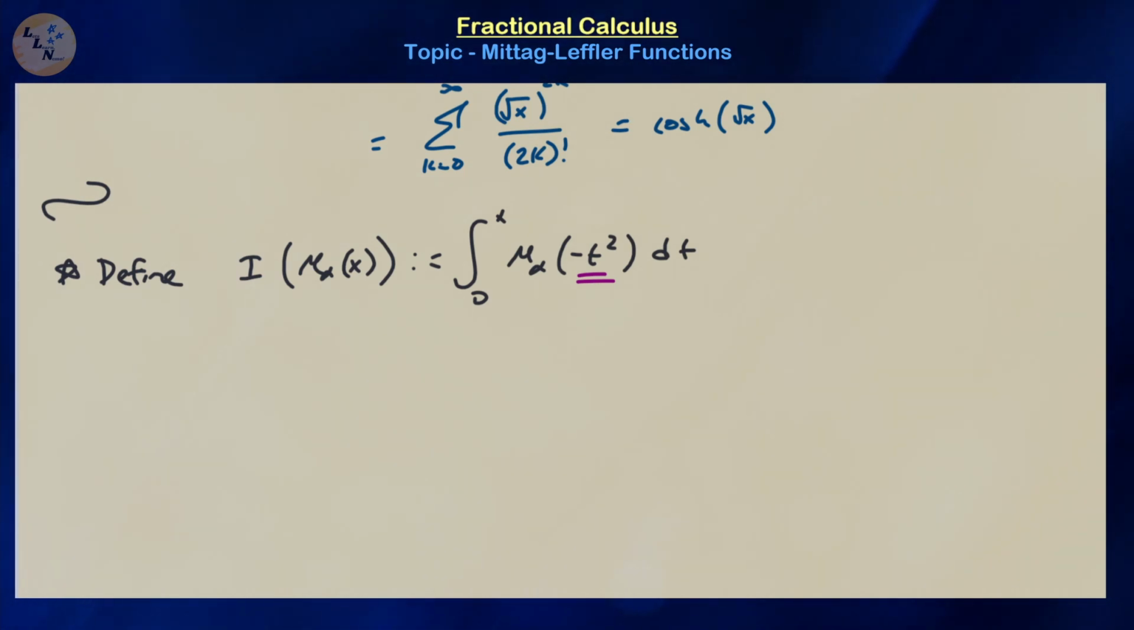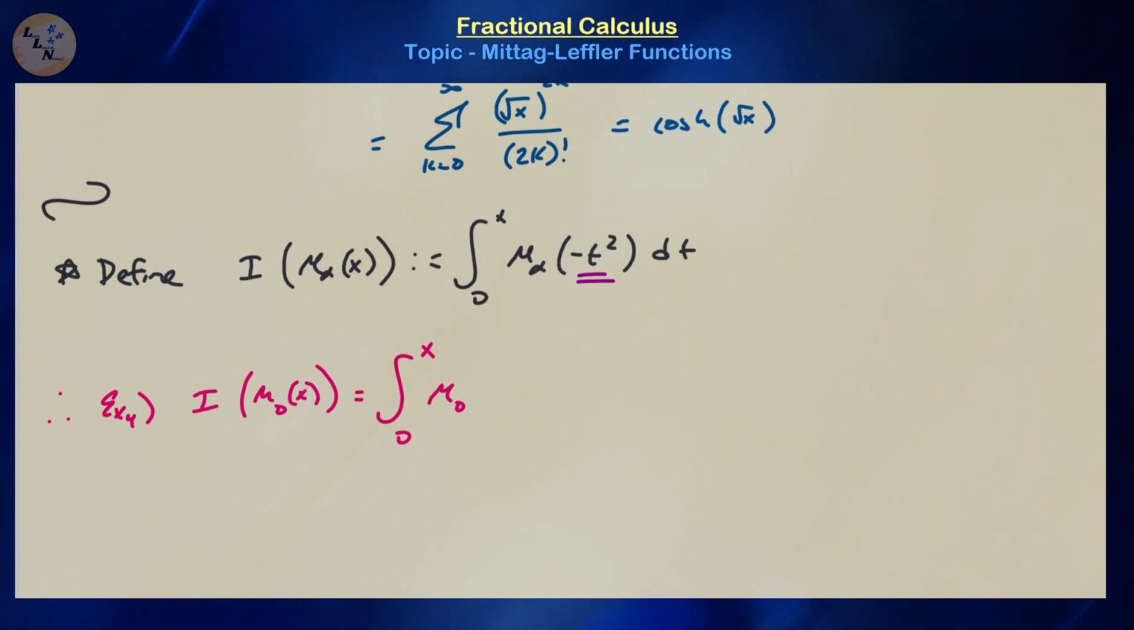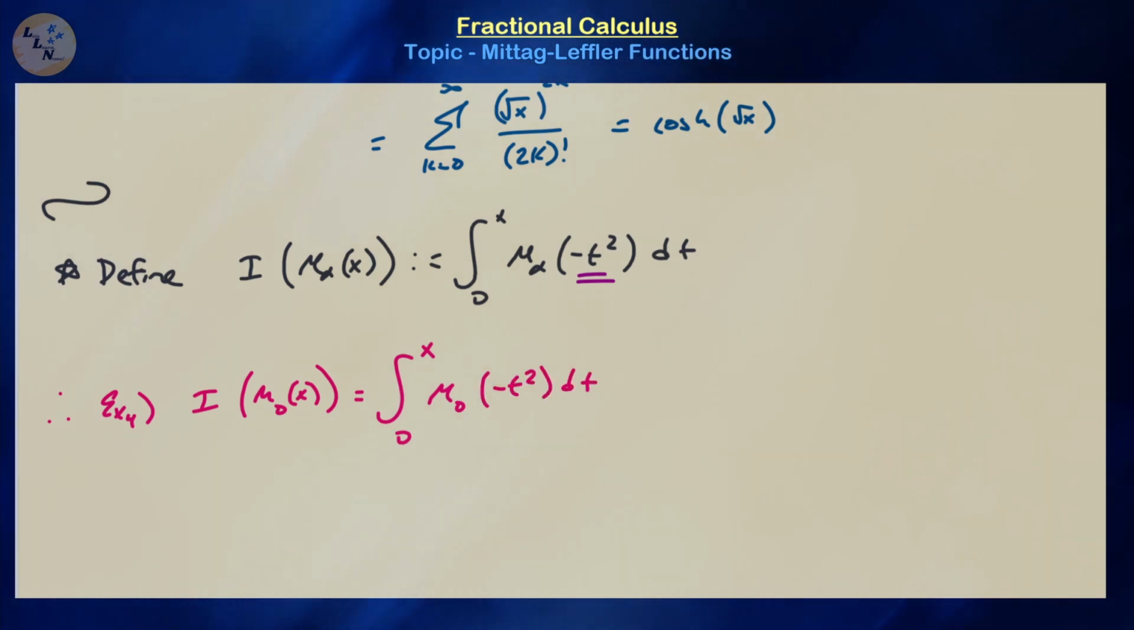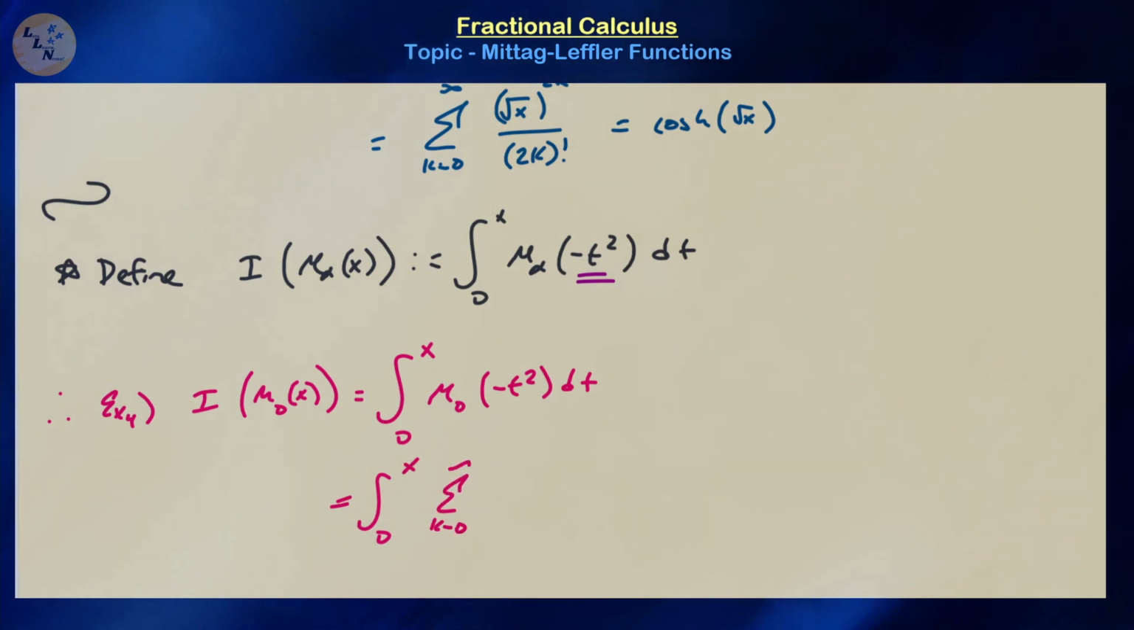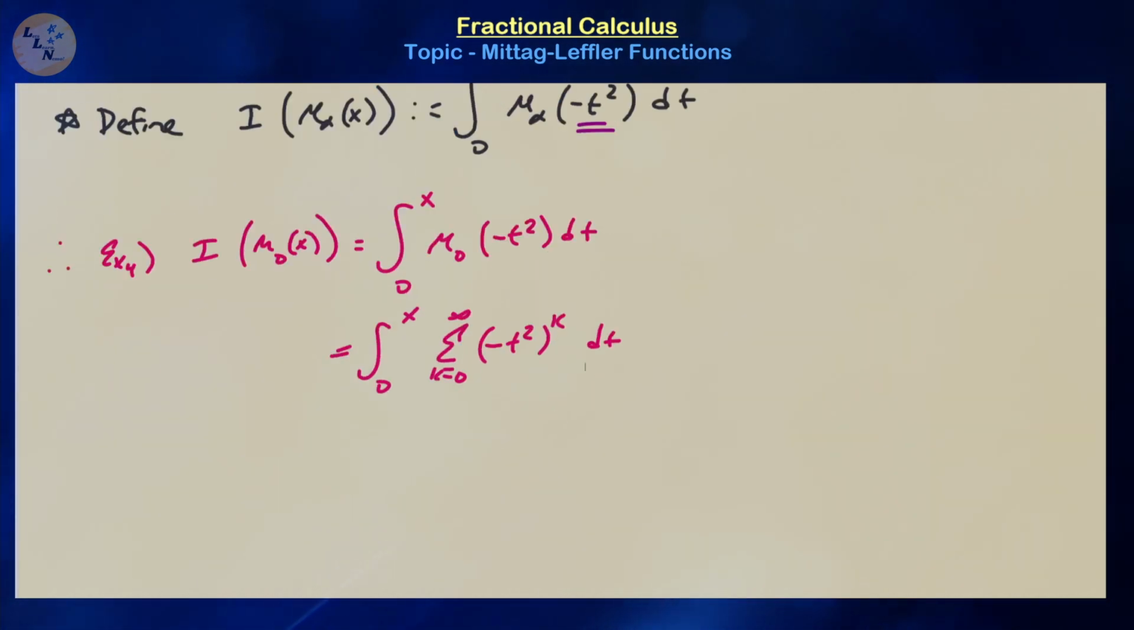So what exactly is that? So for example, example 4, what would be the integral of Mittag-Leffler 0? So what is that going to be? That's going to be the integral from 0 to x of Mittag-Leffler 0 evaluated at minus t squared dt. And that's going to be, as a power series, the integral from 0 to x of the sum from k equals 0 to infinity of minus t squared to the power of k dt.